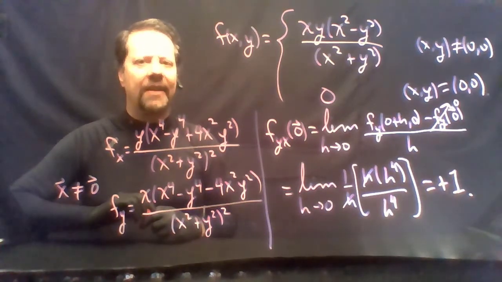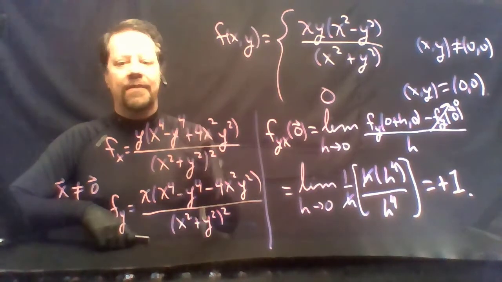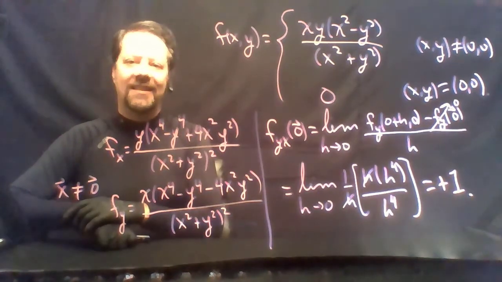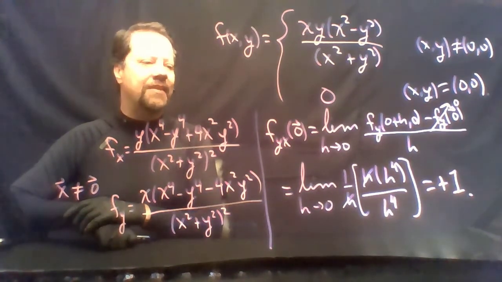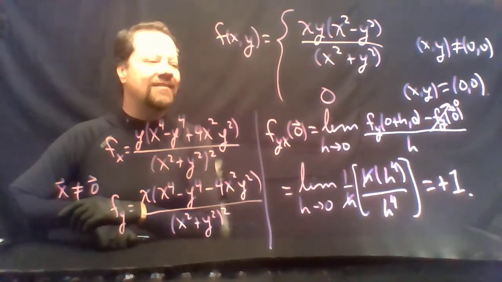So what is going on here? It is possible to see that the first order partials are continuous in a neighborhood of the origin. It's the mixed second order partials that must not be continuous at the origin.